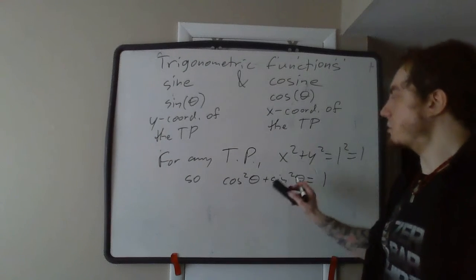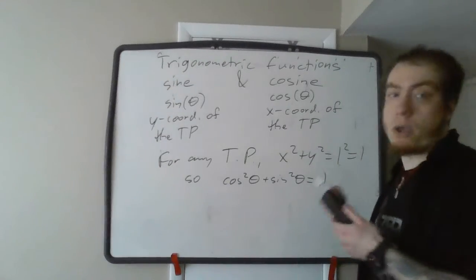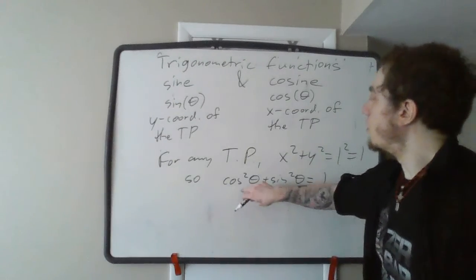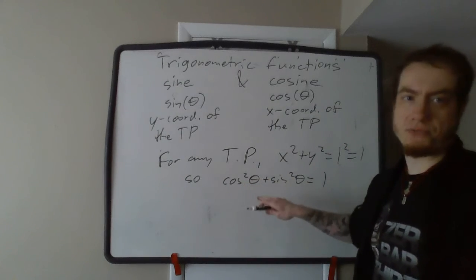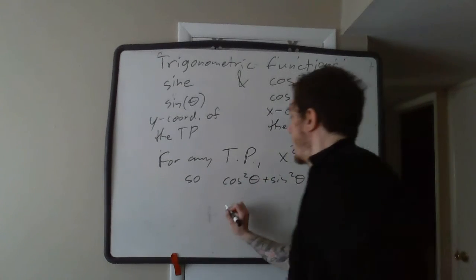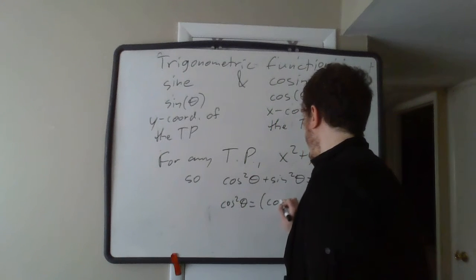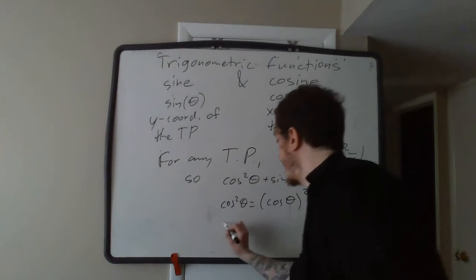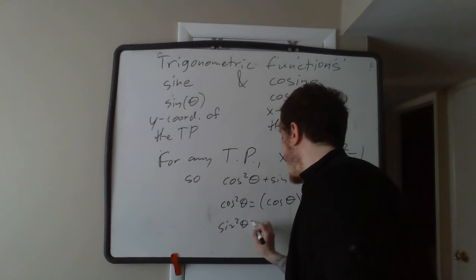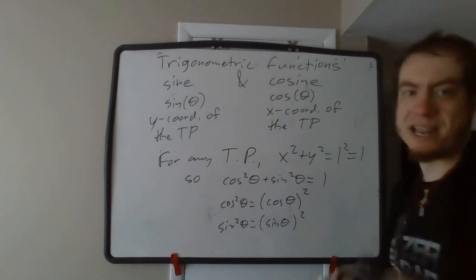Now, I should say something really quickly about this notation, because I wrote this down, and now I'm going to tell you what it means. When we want to square the trig functions, we just put the square next to the function. So, cosine squared theta is equal to take the cosine of theta and then square it. Sine squared theta means take the sine of theta and then square it.